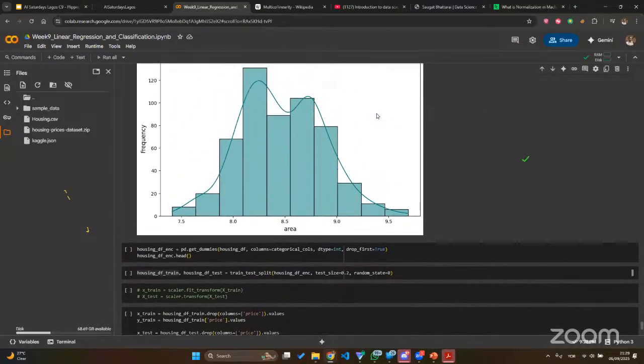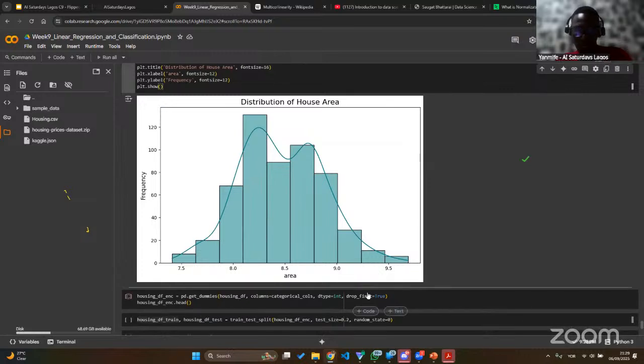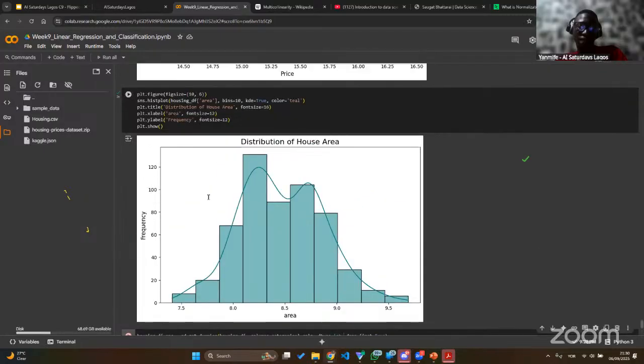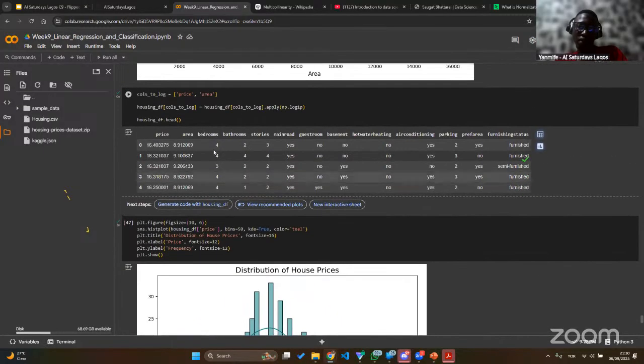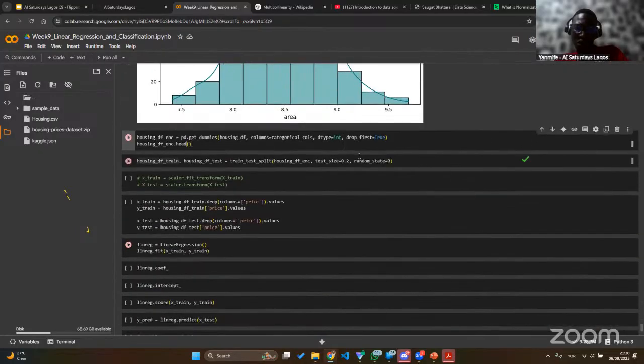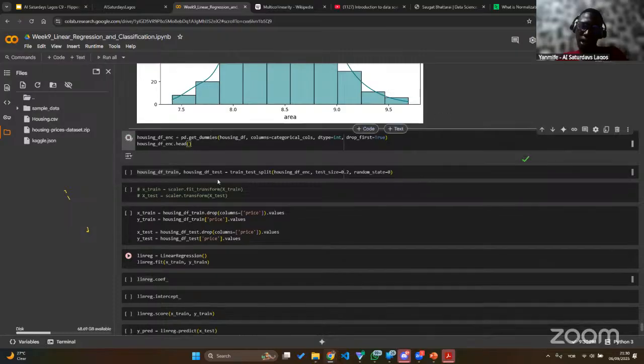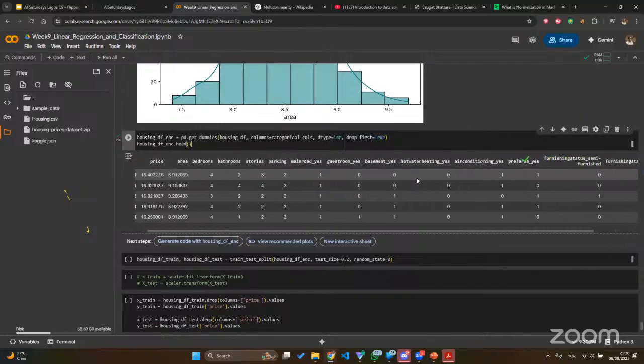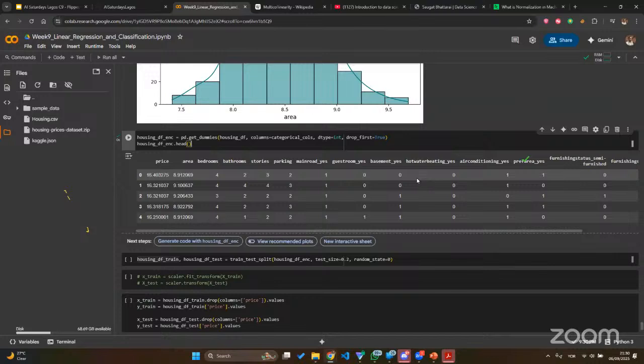And we can see our distribution is normal. Now that we are done with that, I want to one-hot encode our variable. I hope we all understand the concepts behind one-hot encoding. Do we all understand the concepts behind one-hot encoding?